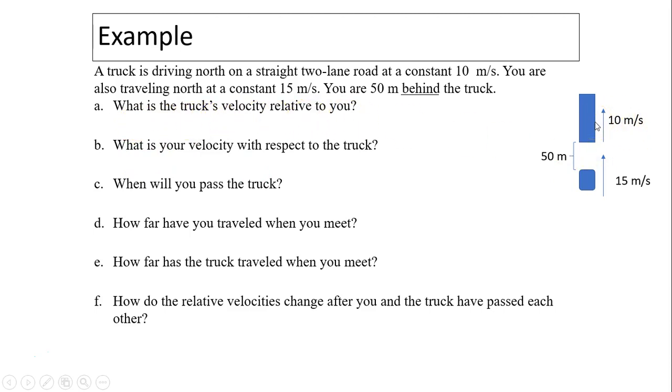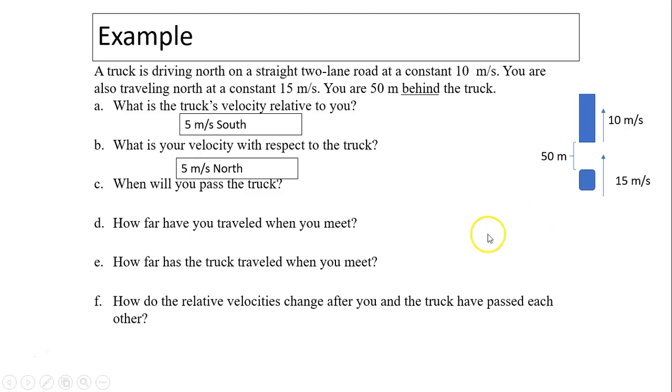Since the truck is traveling at a slower speed, you are catching up with the truck. So relative to you, the truck seems to be traveling toward you at 5 meters per second south. What is your velocity relative to the truck? You are catching up, but slower because you are traveling in the same direction as the truck. So relative to the truck you are traveling at 5 meters per second north. When will you pass the truck?